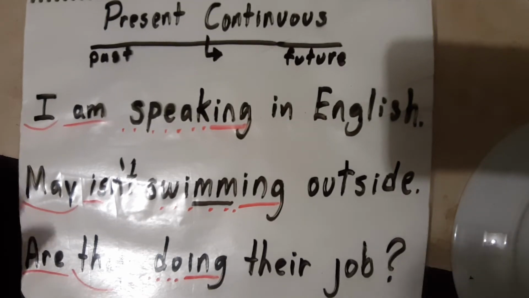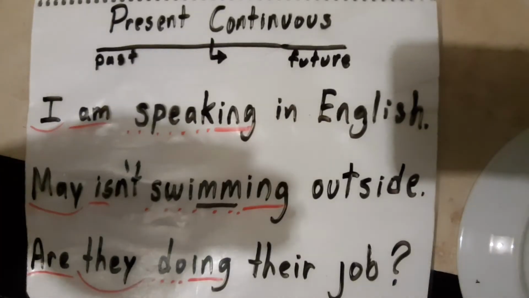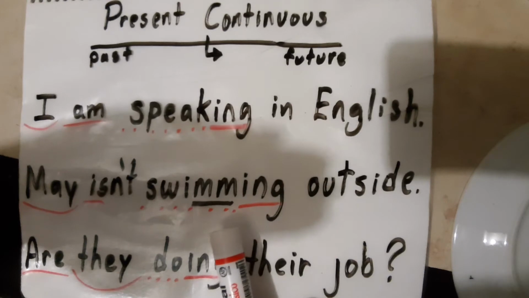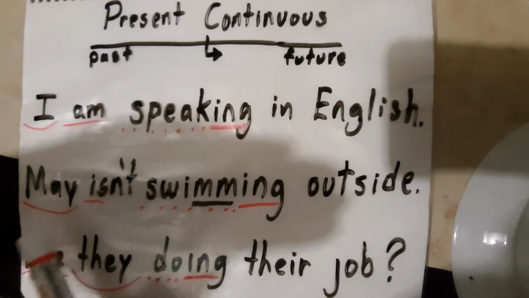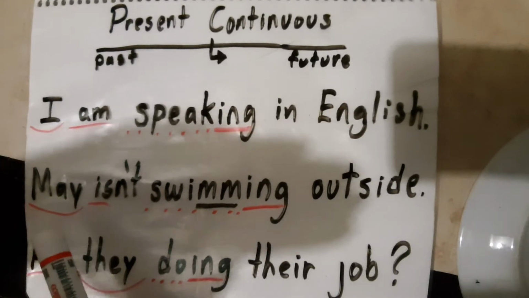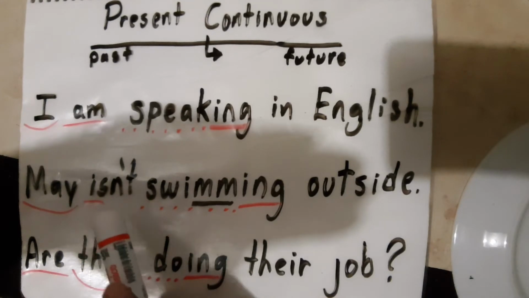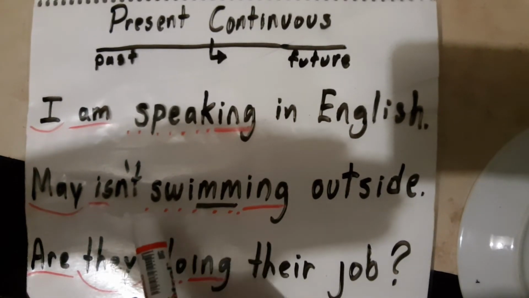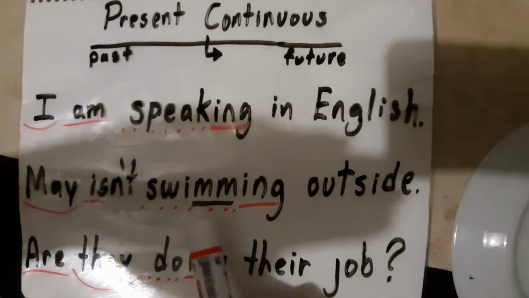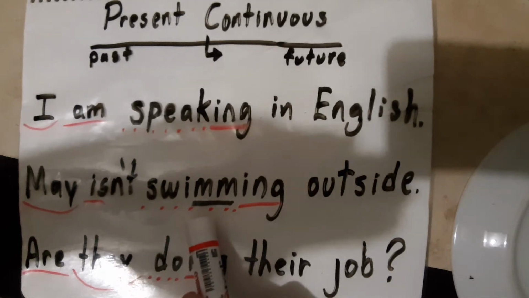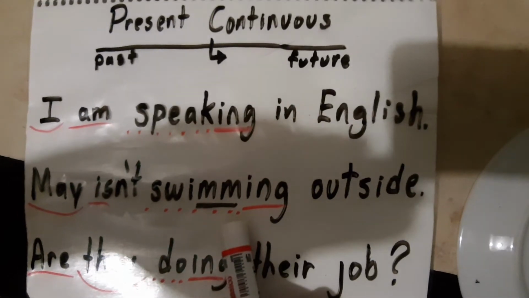Okay? Moving on to the second example I'm going to cover here. May isn't swimming outside. May is the subject, is a name. Isn't is the verb to be, but this time it's negative, to give you another example. And then swimming. Notice the double M. Normally, swim has just one M, but when you include the ing ending and you have this consonant, vowel, consonant ending, you need to duplicate the consonant.